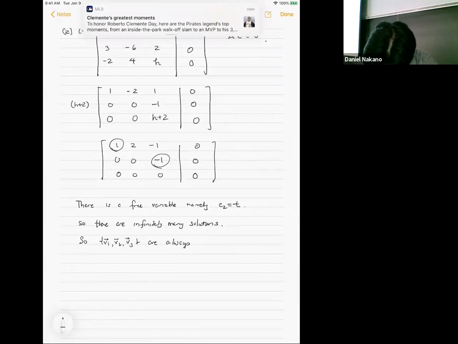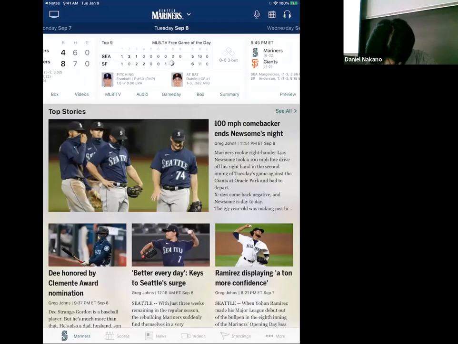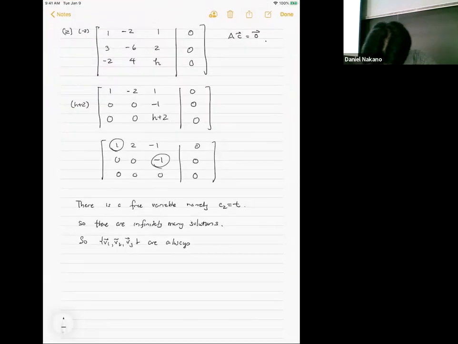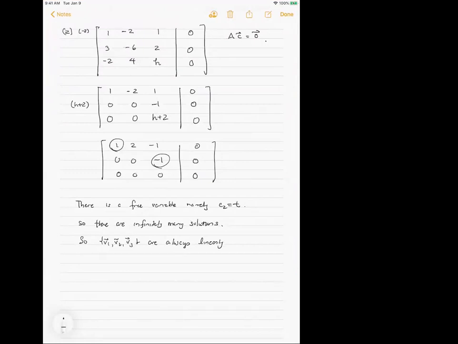Oh, what's this? Sorry, I did something weird. Okay, always linearly. Guess you got to see my favorite baseball team.